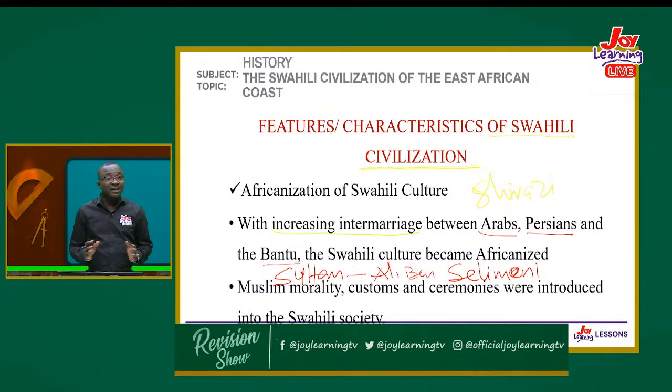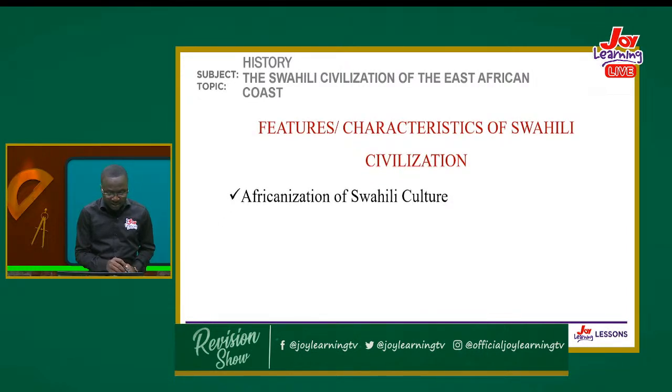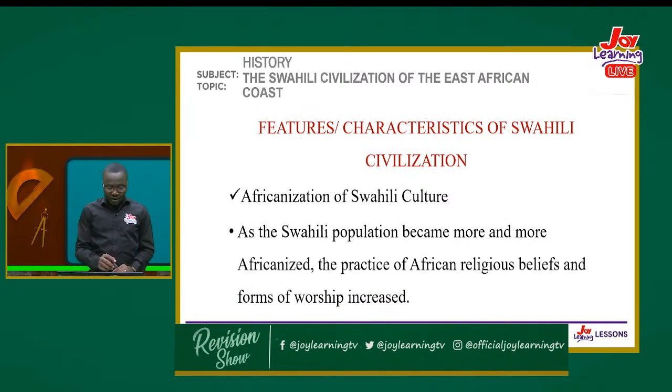The various Islamic ceremonies were equally introduced to the people. And so the people accepted the Islamic worship, not only in the religious practice, but also as a way of life, in their customs, and in observing the various tradition or the hadith of Islam. However, we are told that as the population through intermarriage became Africanized, most of the coastal dwellers returned to their African traditional worship. So as the Swahili population became more and more Africanized, the practice of African religious beliefs and forms of worship increased.